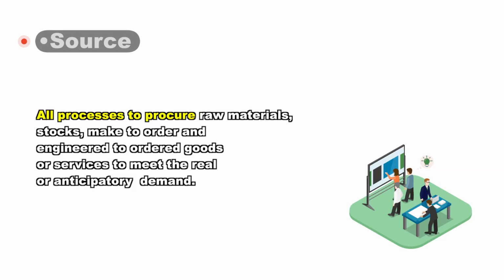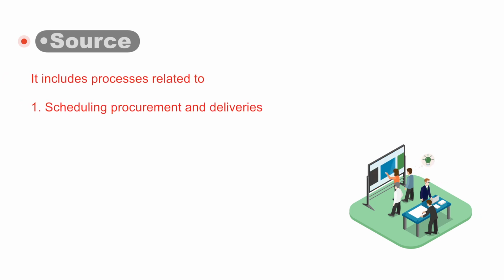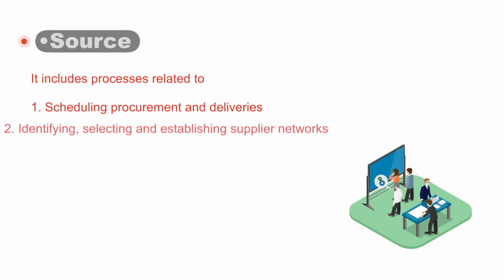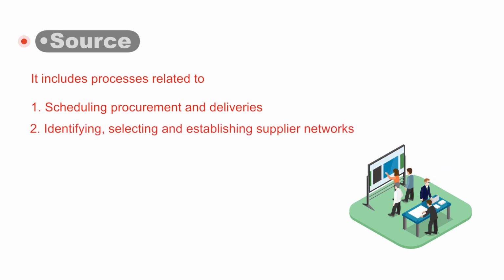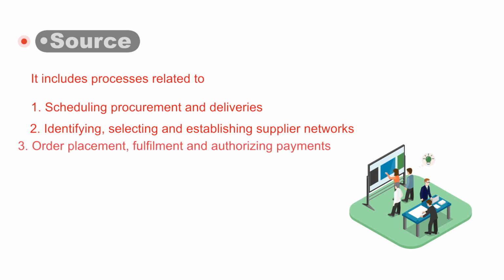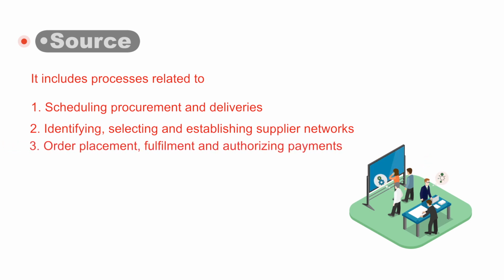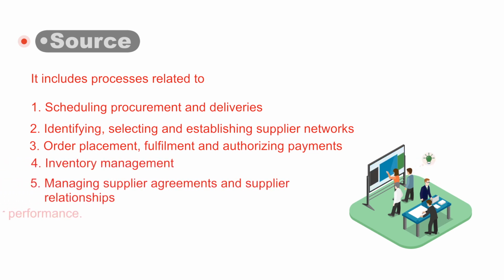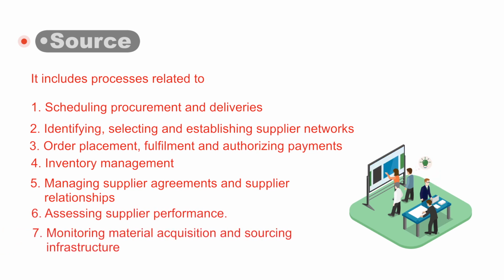Source includes all processes to procure raw materials, stocks, make to order and engineer to order goods or services to meet the real and anticipatory demand. It includes processes related to scheduling, procurement and deliveries, identifying, selecting and establishing supplier networks, order placement, fulfillment and authorizing payments, inventory management, managing supplier agreements and supplier relationship, assessing supplier performance, monitoring material acquisition and sourcing infrastructure.